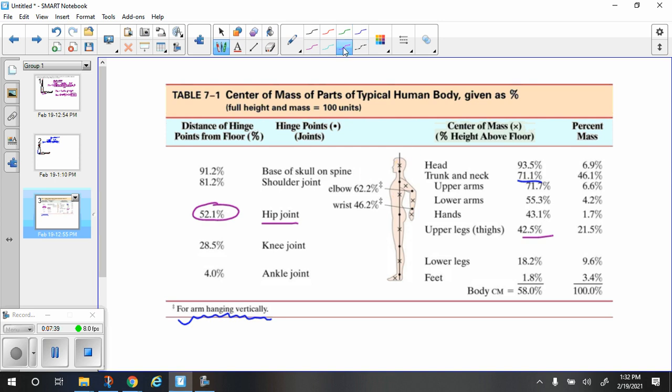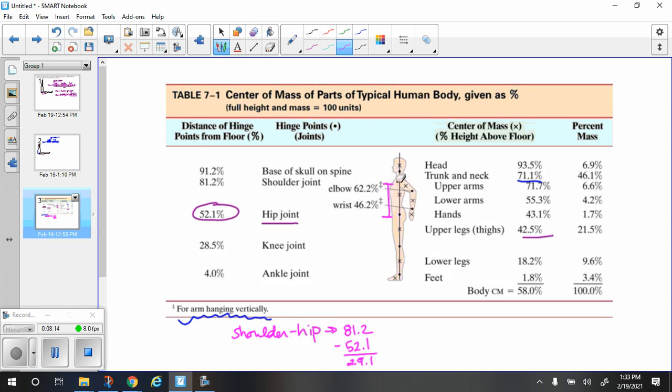We're going to find the distance between the shoulders and the hips. So the shoulder minus the hips is, let's see, shoulder is 81.2. We're going to subtract the hip, which is 52.1, and that's going to give us 29.1. Okay, so we know the shoulder to the hip.